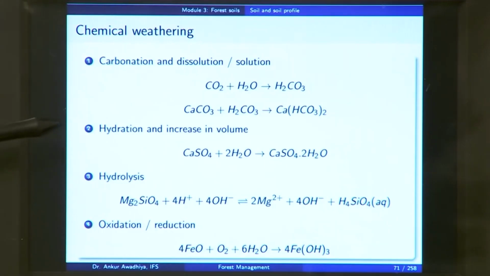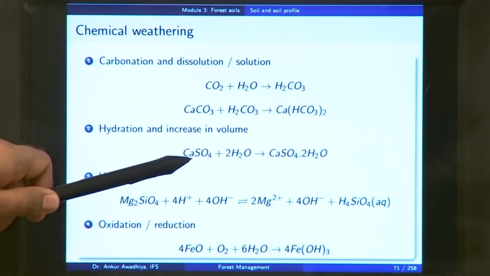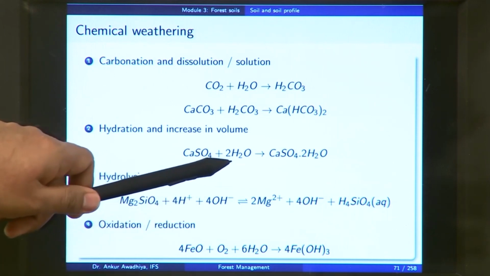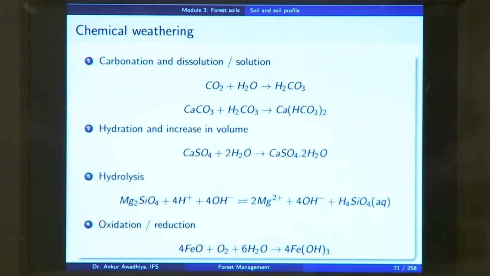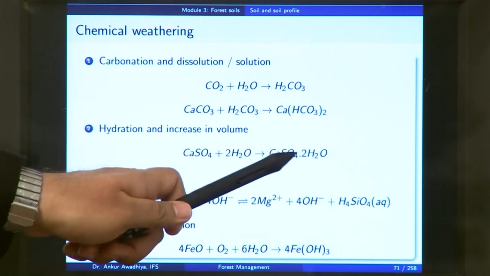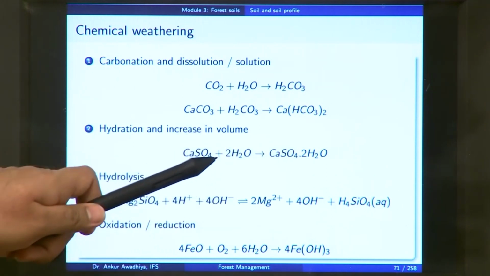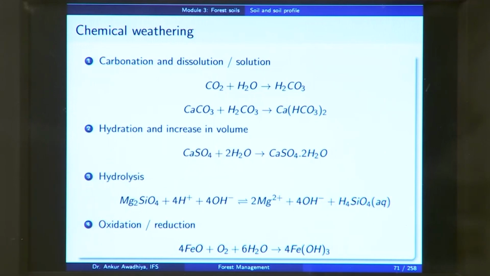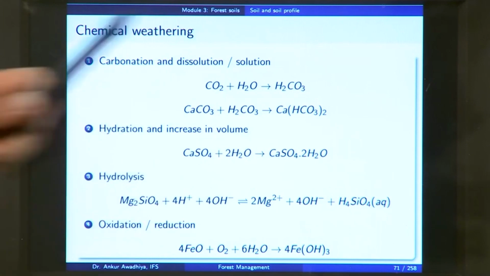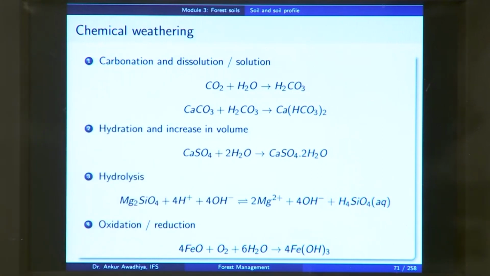Another example is hydration and increase in volume. So, here we have calcium sulphate. When you add water to it, it forms gypsum, which is calcium sulphate dihydrate. Now, when you have a formation of gypsum because of the action of water, again the volume of gypsum is greater than the volume of anhydrite that was used to form the gypsum. So, again we are seeing that there is an increase in volume, and an increase in volume might result in formation of new cracks or expansion of the existing cracks.